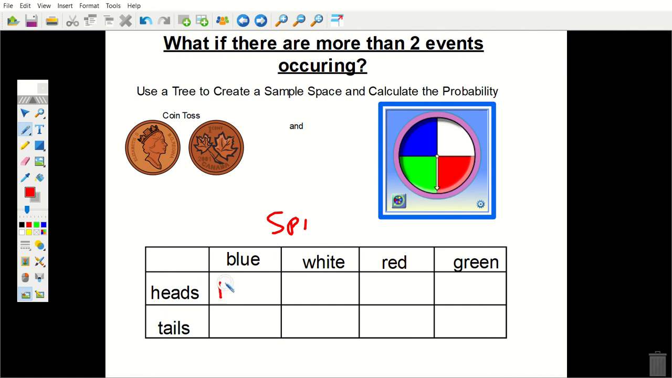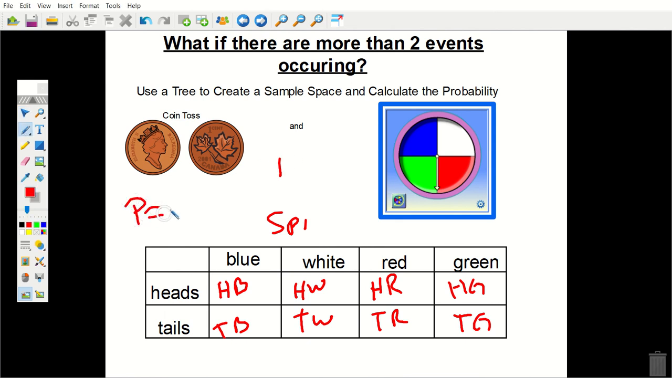I can go heads blue, heads white, heads red, heads green. Tails blue, tails white, tails red, and tails green. Now, we look at this. What is the probability of going heads and red? Well, you look up the favorable outcomes. Heads and red comes up just one time. So that is one favorable outcome, and the total outcomes are 1, 2, 3, 4, 5, 6, 7, 8. 1 favorable, 8 total outcomes.